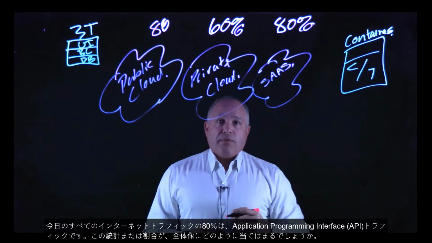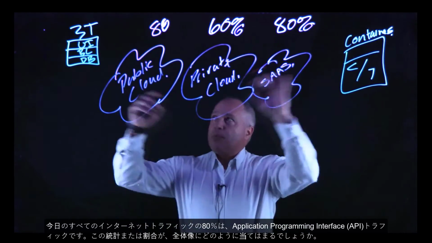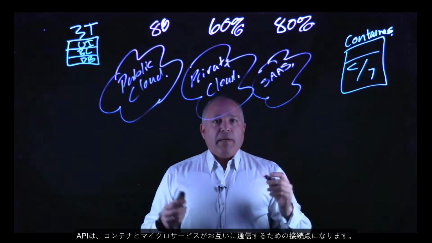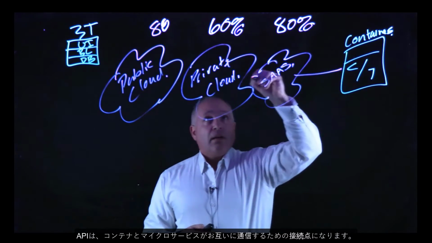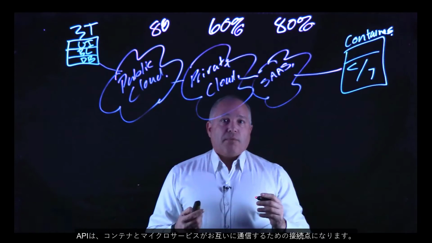Now you might ask yourself, how does this statistic, this percentage, fit into the overall picture? How does it relate to all this stuff? Well, APIs are the connective tissue that allows containers and microservices to talk to one another.